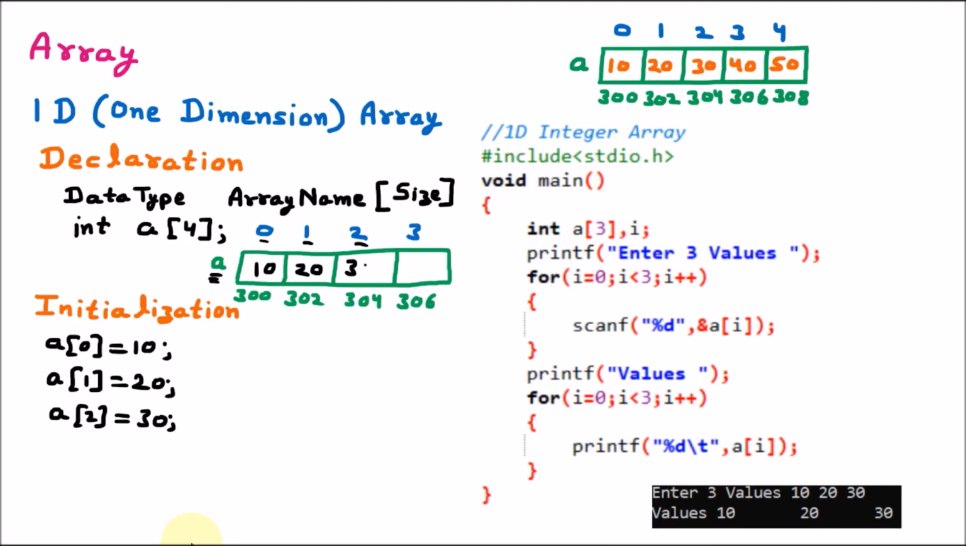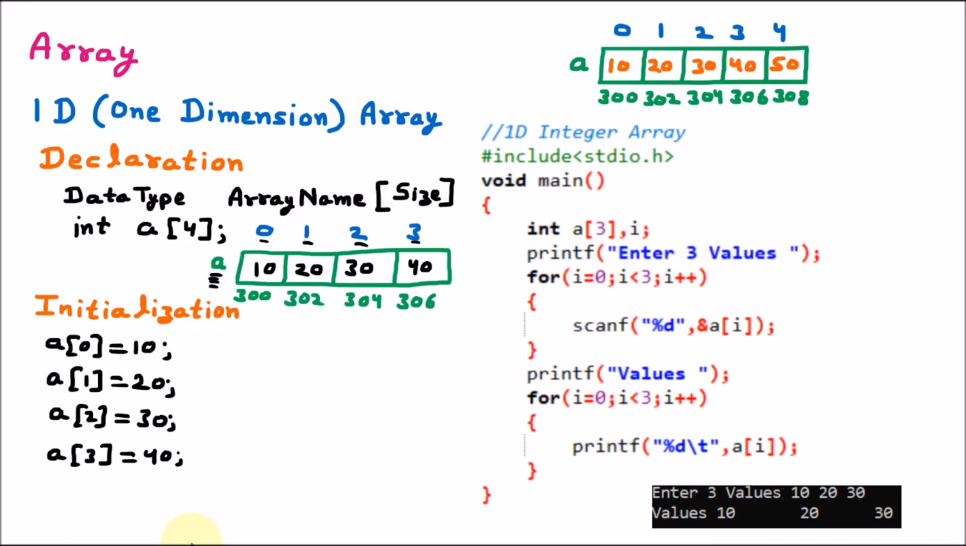So here value will be 30. Then A3, so here we are representing the last block. So we can say that A3 will be having the value which is 40. So here the value is 40. So this is the second way by which we can initialize the array.